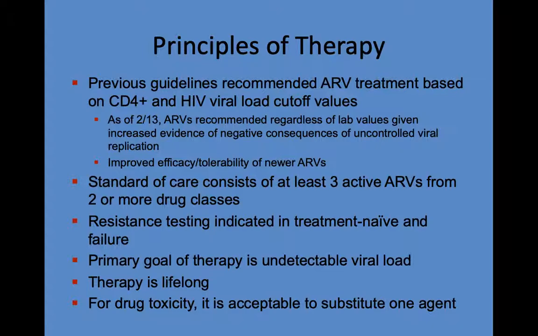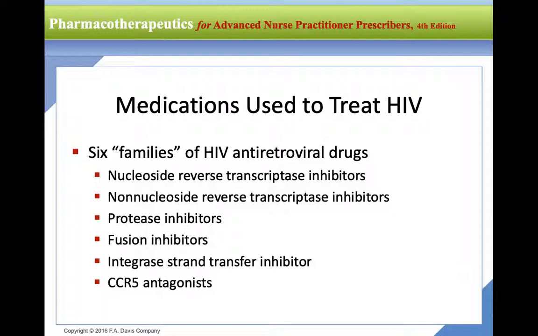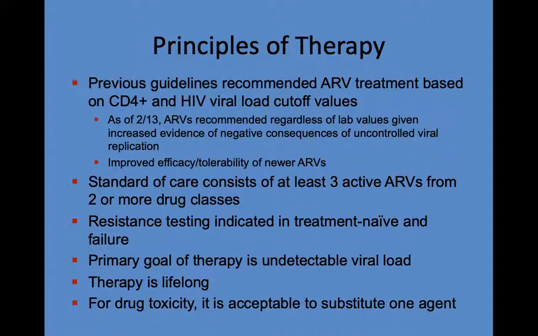So our therapy is 3 active antiretrovirals from at least 2 classes. For a long time, it was 2. That top bullet, the nucleoside reverse transcriptase inhibitors, it was 2 of those, the NRTIs, and 1 of another class. And you would bounce around in between them and see which one the patient tolerated and which one was effective.